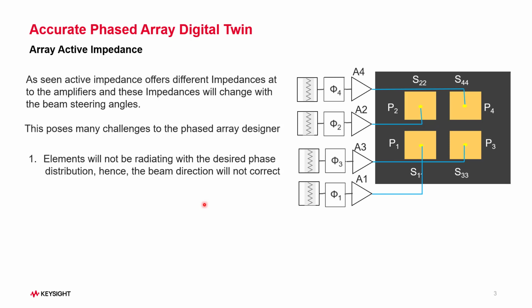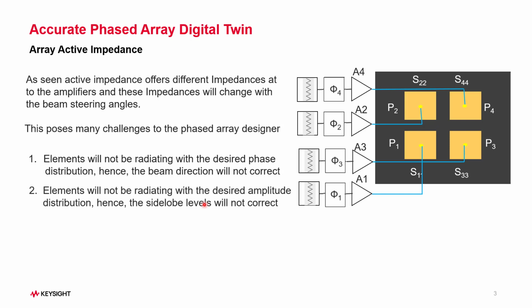The interaction between the amplifiers and the antenna elements will come to a steady state with a different phase distribution. That means when these four elements radiate, they are not going to give us the exact direction of the beam which we wanted. Another challenge is the modification of the amplitude distribution because of this active load phenomenon. That means we are not going to be able to get exactly the same desired, expected side lobe performance in the far field.